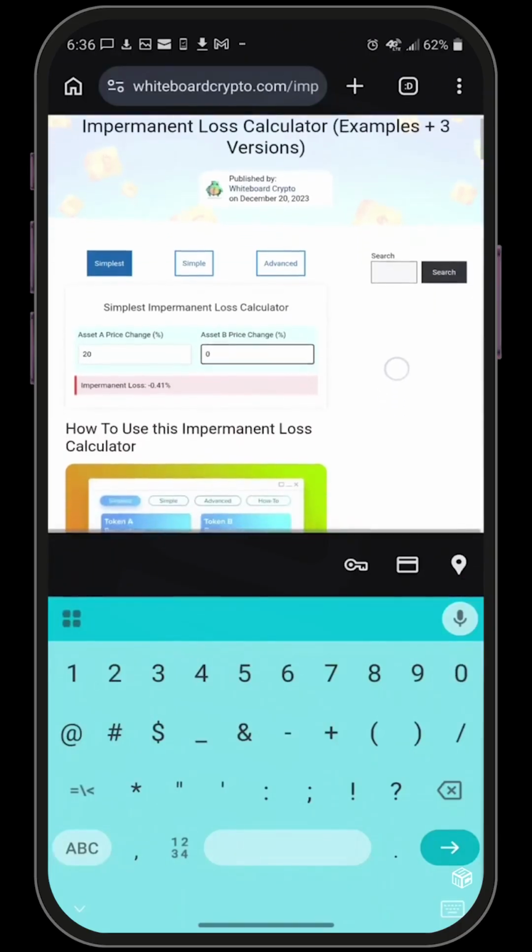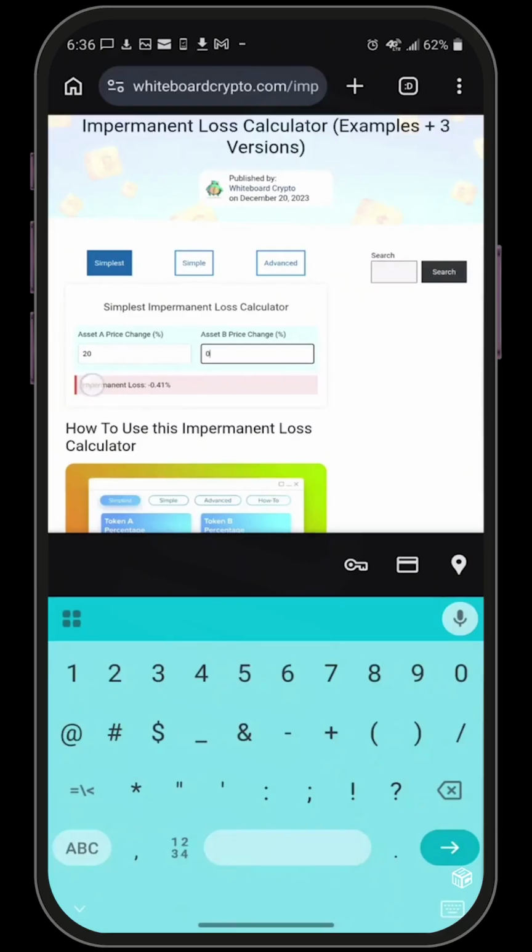Good. As you can see, the calculator immediately estimates the impermanent loss as soon as you enter the values. Now let's change asset B from 0 to 20, the same percentage increase as asset A. Notice that the impermanent loss becomes 0%. This is because both assets increase by the same percentage. Now let's change asset B back to 0.